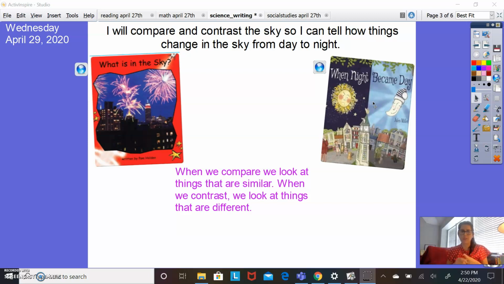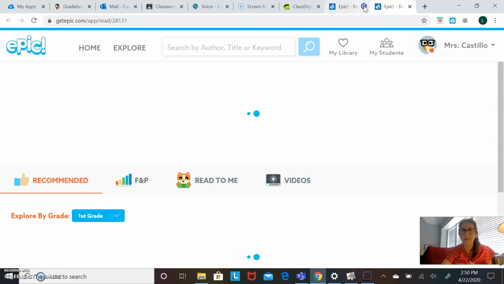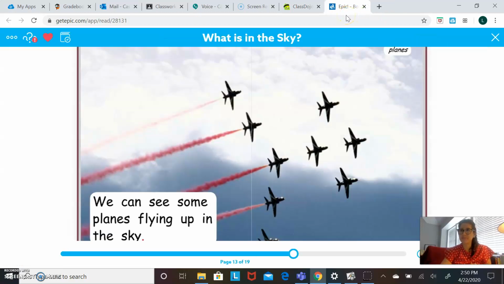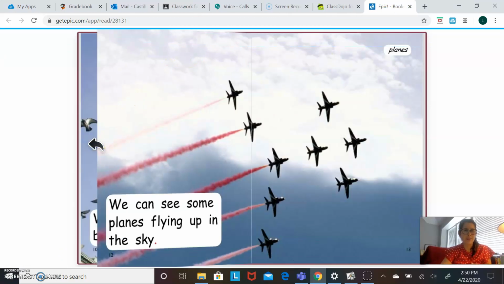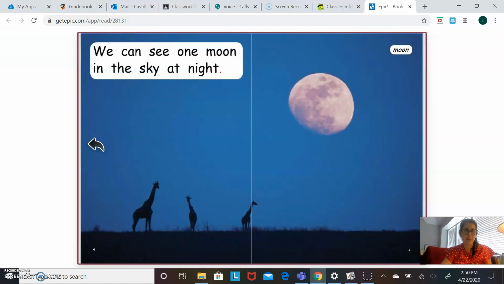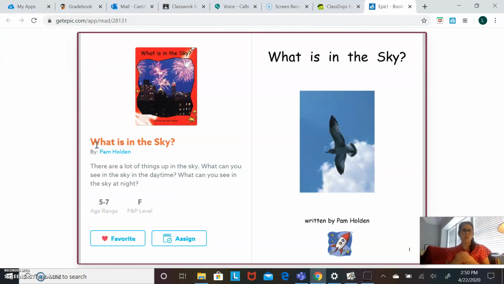When we compare, we look at the things that are similar. When we contrast, we look at the things that are different. So we're going to go ahead and read what's in the sky. We're going to jump over here to Epic. And let's go back to the beginning of the book. We don't just start in the middle. Okay, What is in the Sky by Pam Holden.